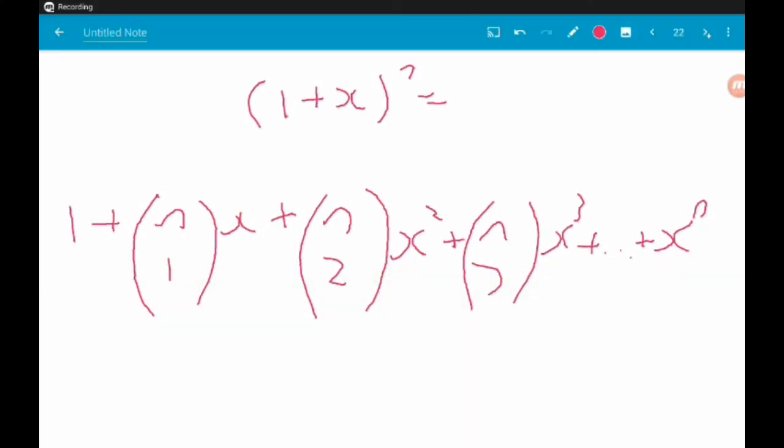Cool. So 1 plus x to the power of n is 1, add n choose 1 x, add n choose 2 x squared, add n choose 3 x cubed, and then that continues all the way up to x to the power of n. So guys, that's it for this video. In the next, we'll have a look at doing some example questions. Good times.